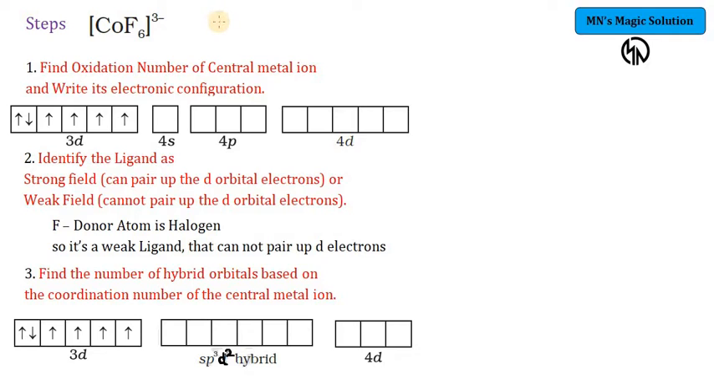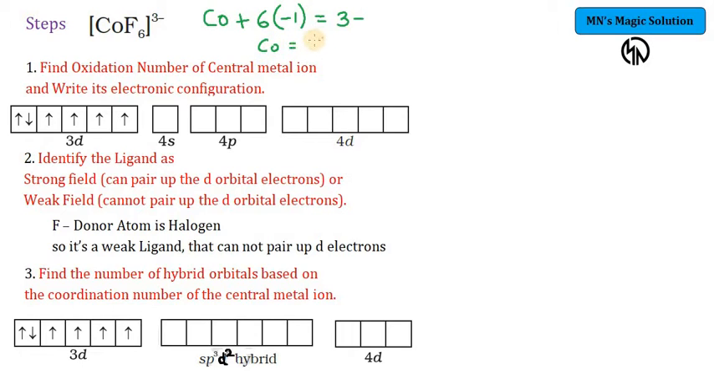In step 1, what did we see? First of all, we have to identify the central metal ion, which is cobalt. Then we have to find the oxidation number of the central metal ion. How do we find it? It is cobalt plus 6 times the oxidation number of fluorine. How many fluorines are there? 6. The oxidation number of one fluorine is -1. This equals the total charge of the complex, which is -3.